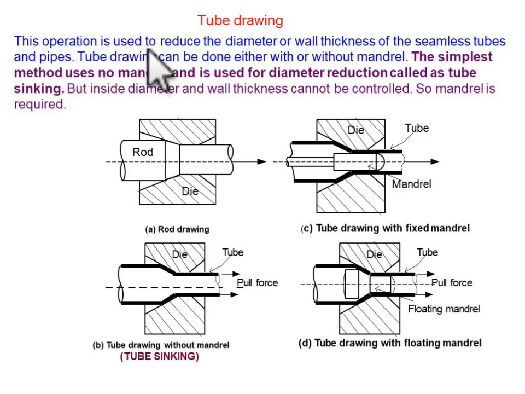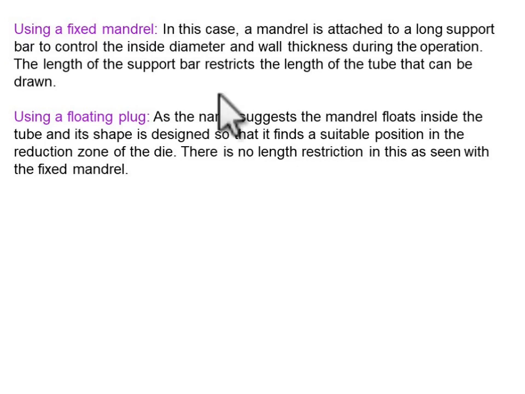So this operation is used to reduce the diameter or wall thickness of seamless tubes and pipes. The tube drawing can be done either with or without a mandrel, as I explained here. The simplest method uses no mandrel and is used for diameter reduction, called tube sinking. But remember, this can't control the thickness of the tube. The inside diameter and wall thickness cannot be controlled, as I told you earlier.